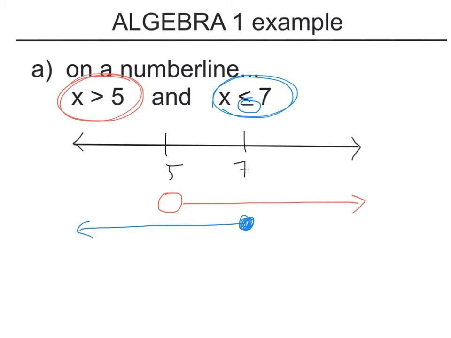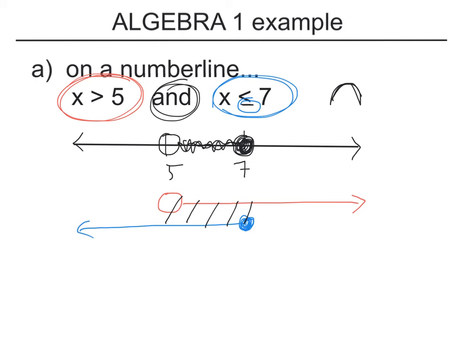Now remember, this is an and. So an and is the intersection. It's the overlap. So where do the numbers overlap? The red and the blue overlap here from the 5 to the 7. Therefore, my final answer would be starting at 5, open circle, closed circle at 7, and all the numbers in between. So what have I done? I have graphed all the numbers that are greater than 5, and at the same exact time, the numbers have to be less than or equal to 7.